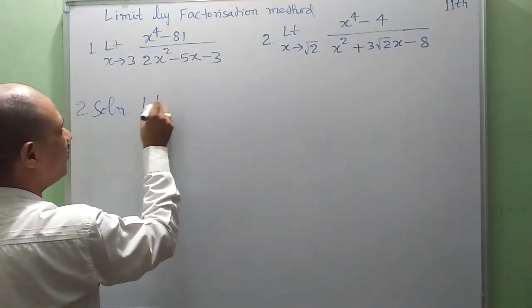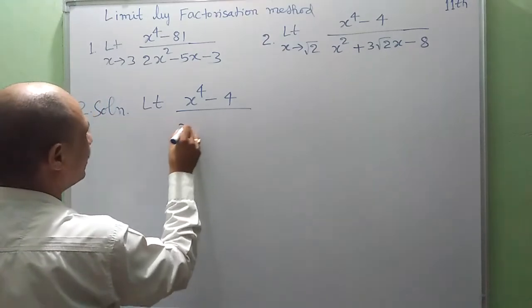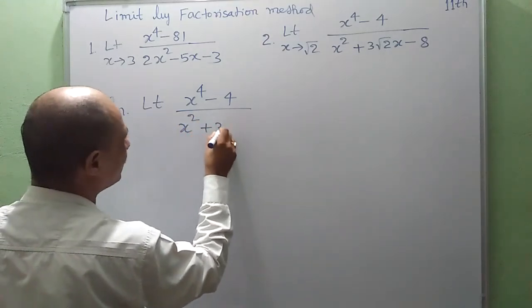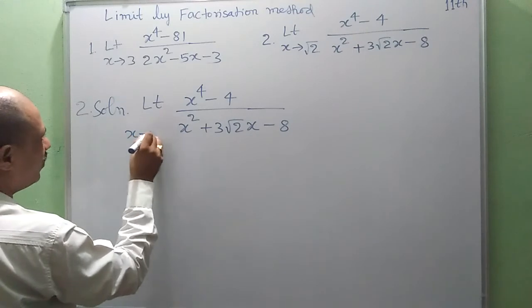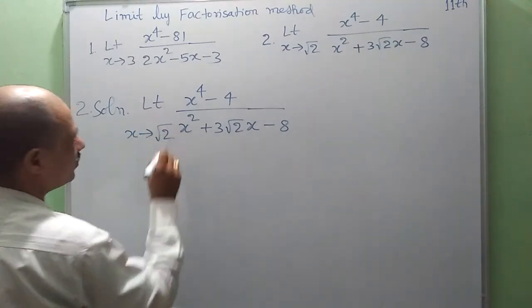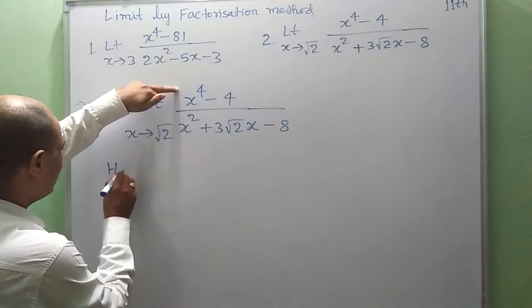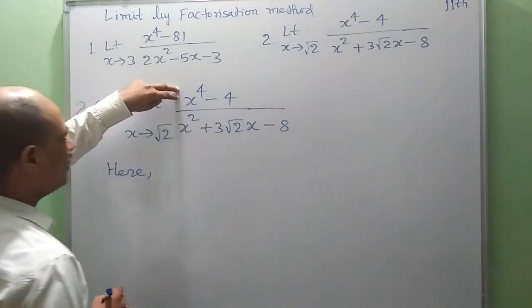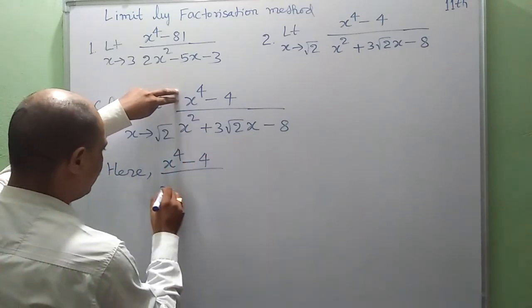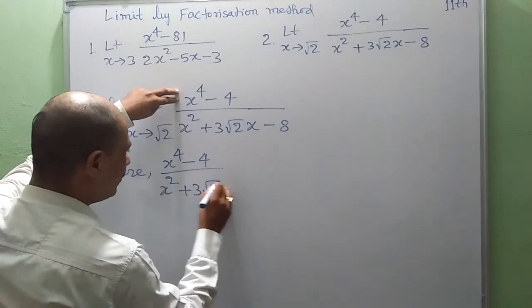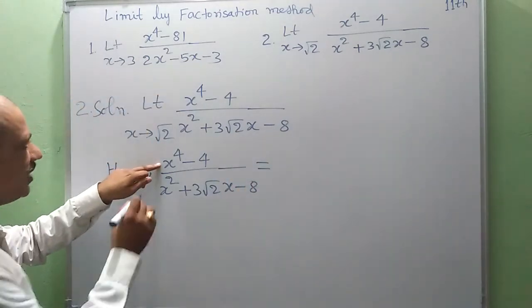Solution. Limit of (x^4 - 4)/(x^2 + 3√2x - 8) as x approaches √2. To check, in the numerator and denominator we have to replace the value of x by √2. Then it will be x^2 + 3√2x - 8. We have to replace the value of x by √2.